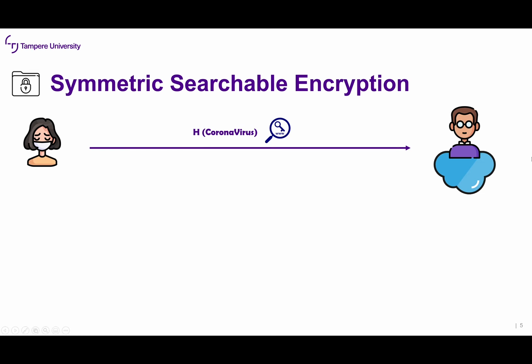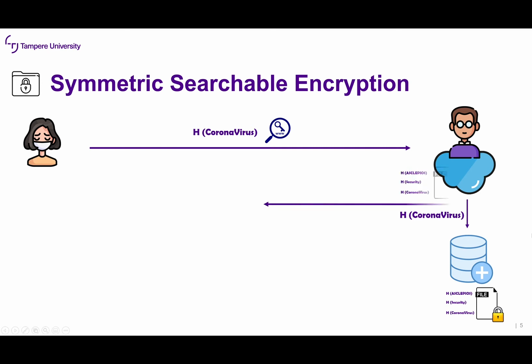Upon reception, Bob, who is maintaining a local database with all the hashes of the keywords and the mapping with the files, can look up his database and find if there is the hash of coronavirus somewhere, and if there is, then he can find the files that contain this keyword, and he will return the file to the user who has initiated the search query.